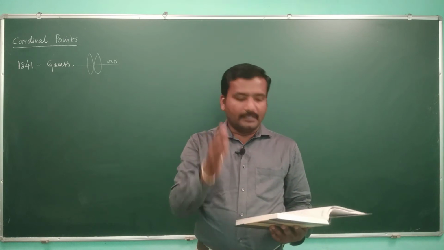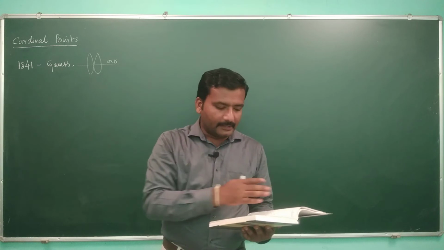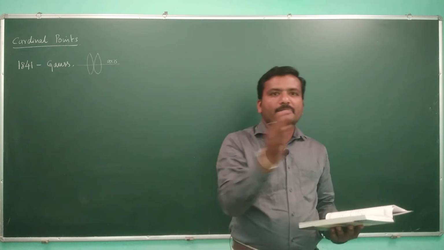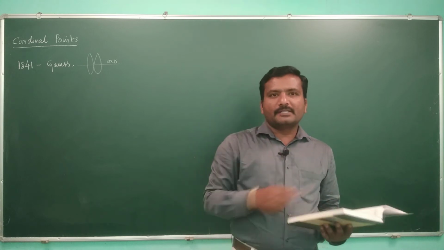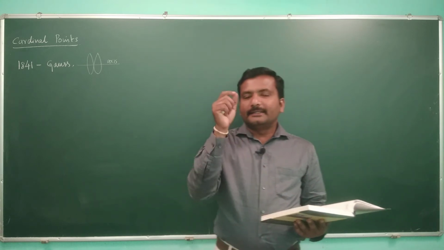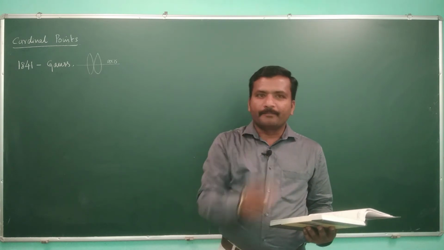If you define a focal point, then the corresponding plane will be the focal plane. If you define a principal point, then the corresponding plane will be the principal plane. Fine. How many such points? There are 3 different points, each having a pair.